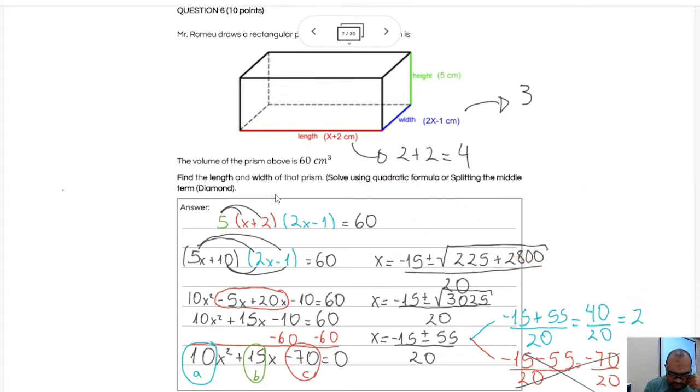Which is 2 plus 2, length is 4. Plug in number 2 here. Which is 2 times 2, 4. 2 times 2 equals 4. 4 minus 1 equals 3. Great. I think you understand this point right now.